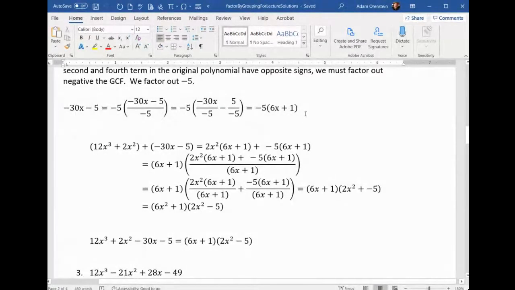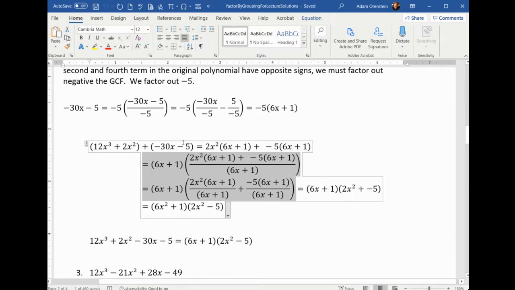And this is good because now we have 6x plus 1 in both groups. The same thing in parentheses. So we're going to factor that out. Pull it out in front. When you're writing this up on an exam, these two steps you could probably skip. I'm including these so that everyone understands, but if you can visually see that when you pull out the 6x plus 1, you're left with 2x squared plus negative 5, that's fine. You could write it up that way. I'm just trying to show all the steps.